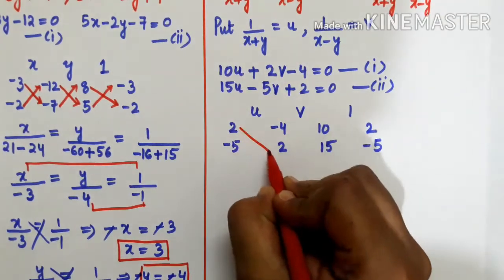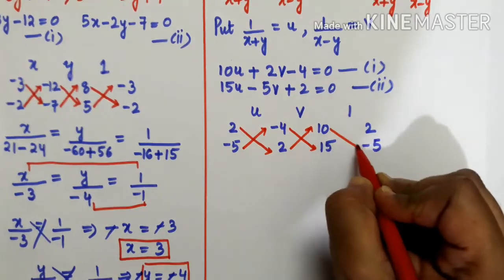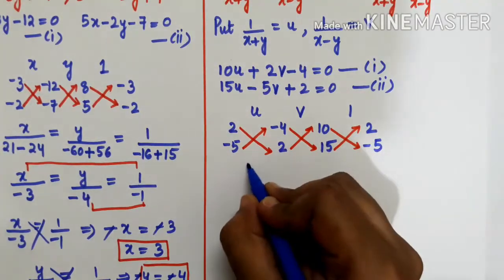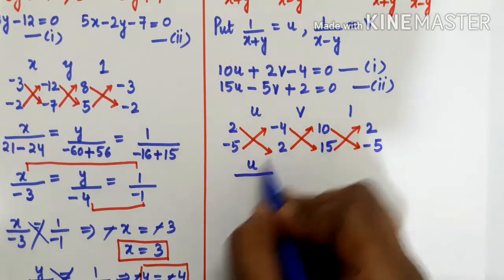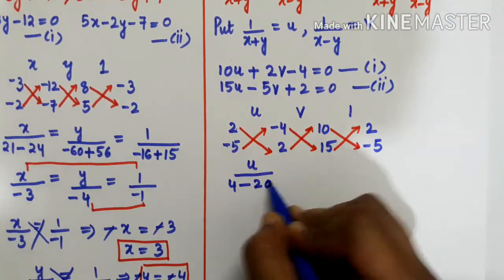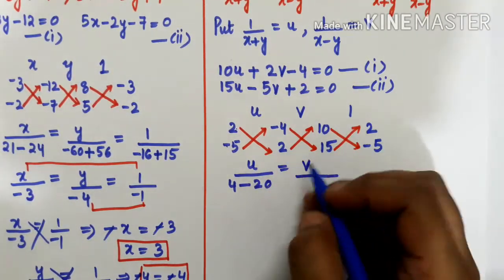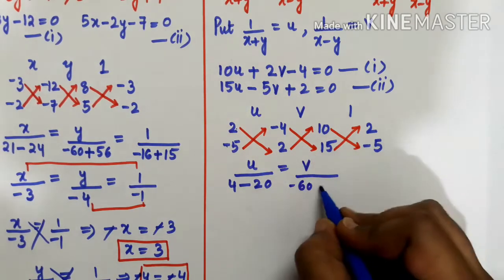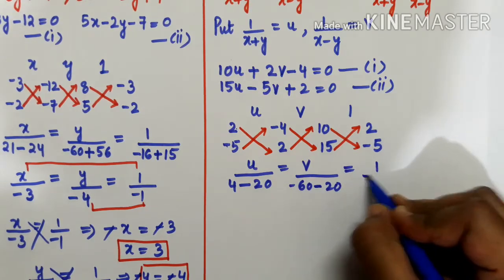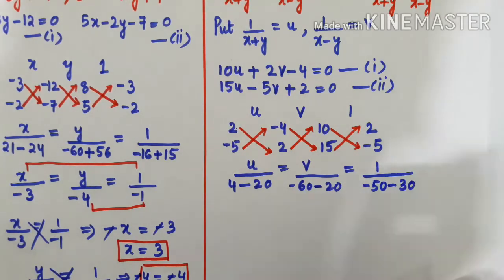Now cross multiplication, downwards arrow, upwards arrow, in this way. So here u divided by 2 2s are 4, minus into minus is plus only. So here minus 5 4s are 20, equals v divided by 4 into 15, 15 4s are 60 and minus, then minus 2 10s are 20, then equals 1 divided by 10 5s are 50 minus 15 2s are 30.